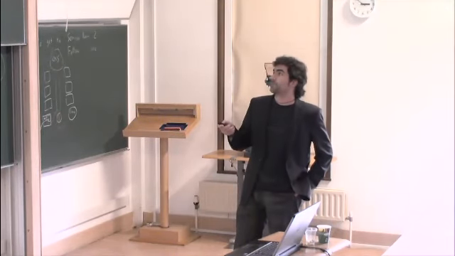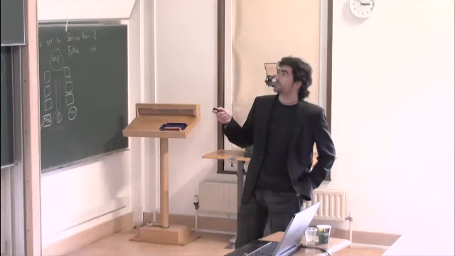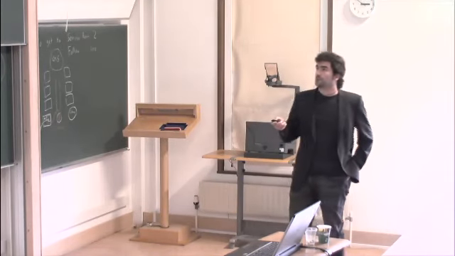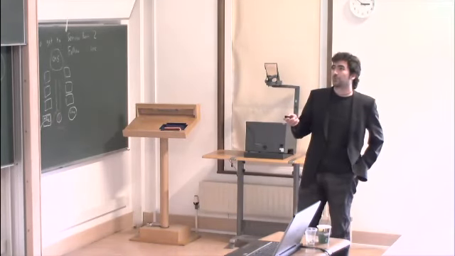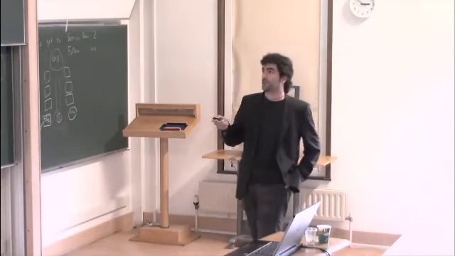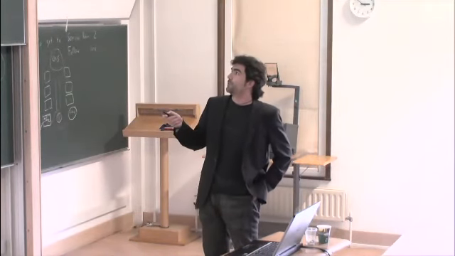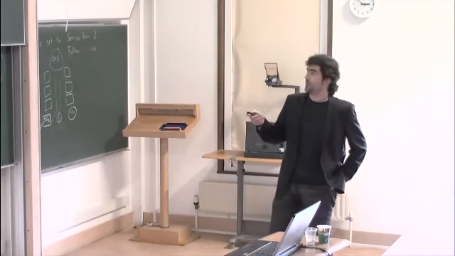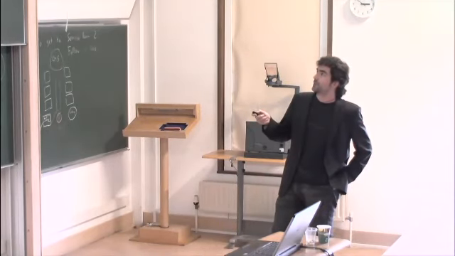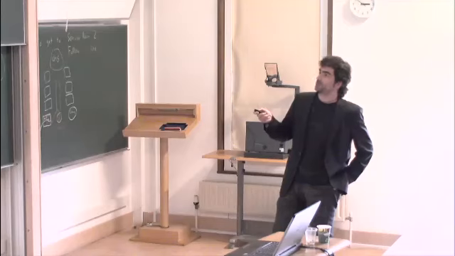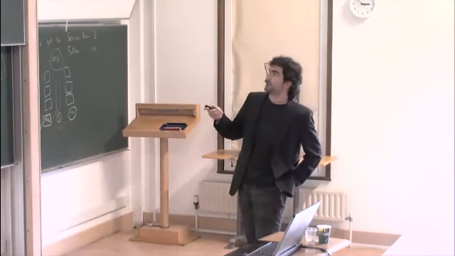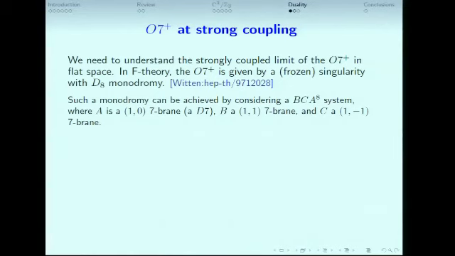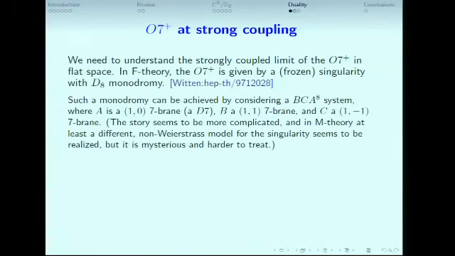So in order to reproduce the monodromy, we'll put a system of B, C, and A to D8 branes. A is an ordinary D7 brane. Here I'm putting the PQ labels. So we have a 1-0 brane, B is a 1-1 7 brane, and C is a 1-1 7 brane. If you notice, this is the O7 minus. I don't know if you're familiar with these things, but this is the O7 minus, and then I am adding the A branes until I get this monodromy. The full story is more complicated. This is a slight oversimplification.